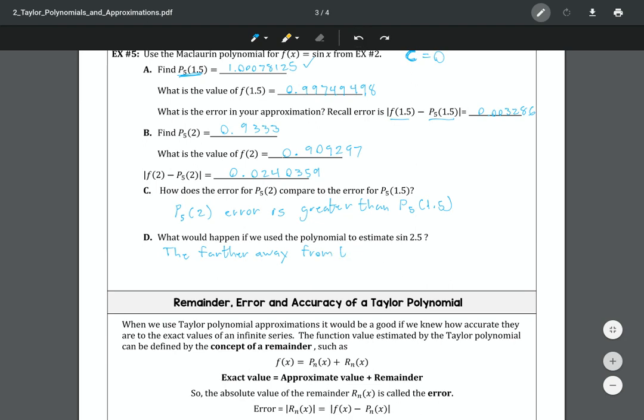From the center, which in this case is c equals 0, the greater the error will become.